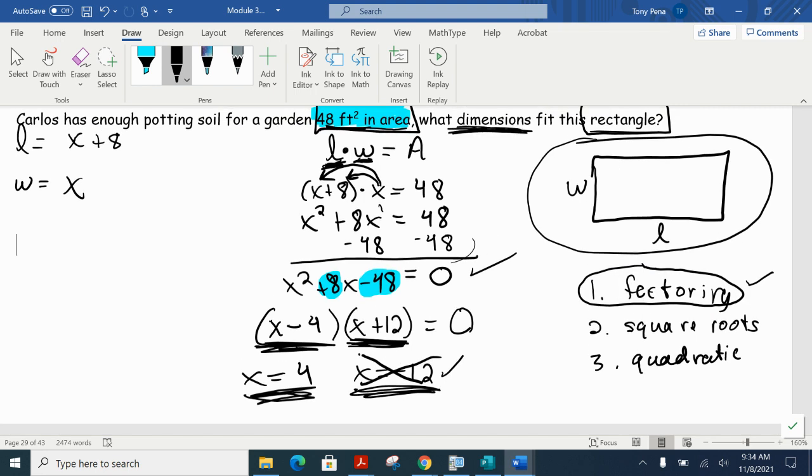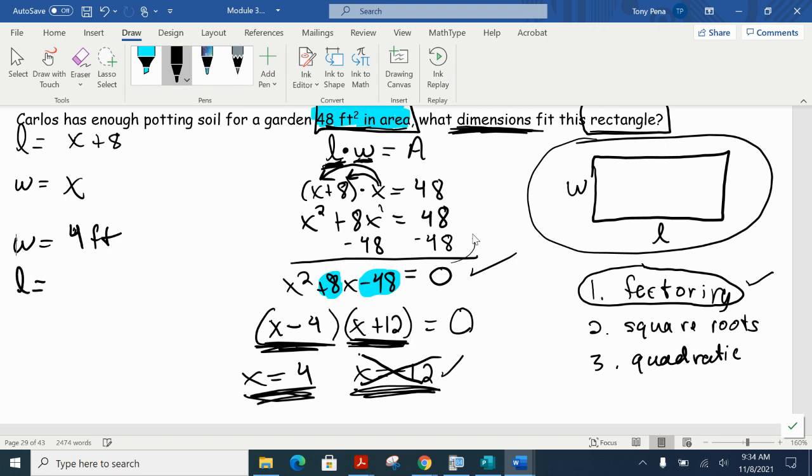But answer the question as well. What dimensions? So what's our width? What's our length? So our width, isn't our width just whatever we found x to be? And our x is a 4. So that is, my pen will work, 4 feet. So our width is 4 feet.